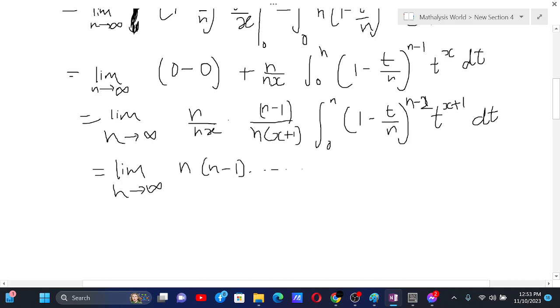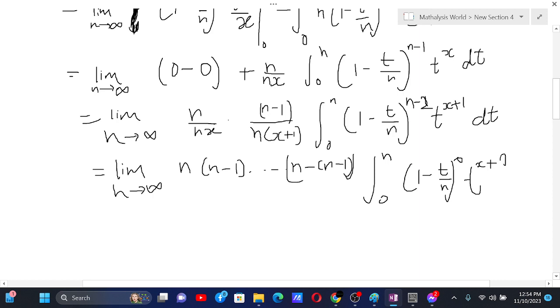Now when it goes to 1, that is n minus 1. Okay, so when this product goes to 1, we will have here 1 less than the term that is 0, 1 minus t by n to the power 0, and here if we have 1, we have just x plus 1. Yeah, so if we have n minus 1, we will have t to the power x plus n minus 1, isn't it? Yeah, x plus n minus 1, that's good.